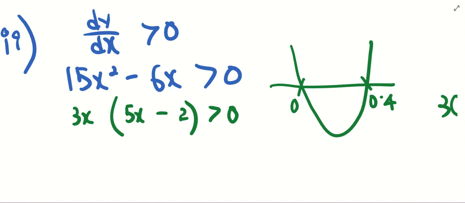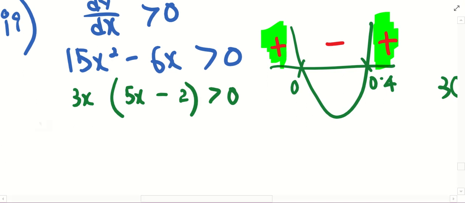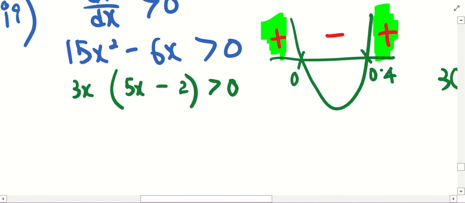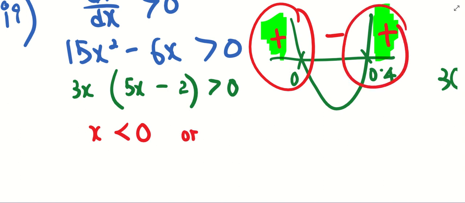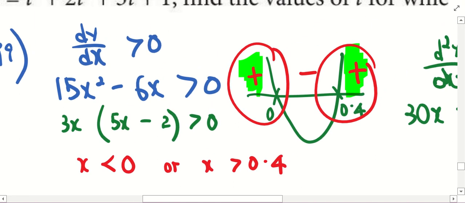Then, because it's greater than 0, take note. Alright? I would like the one on top. Some of your teachers may say, oh, plus, minus, plus. Am I right? Okay? So, if it's positive, it must be the two on top. If it's negative, then it will be the one below. So, I want the one on top. So, in this case, if I were to read this particular portion, x must be less than 0, or, this particular portion, x must be greater than 0.4, or 2/5 if you want to.